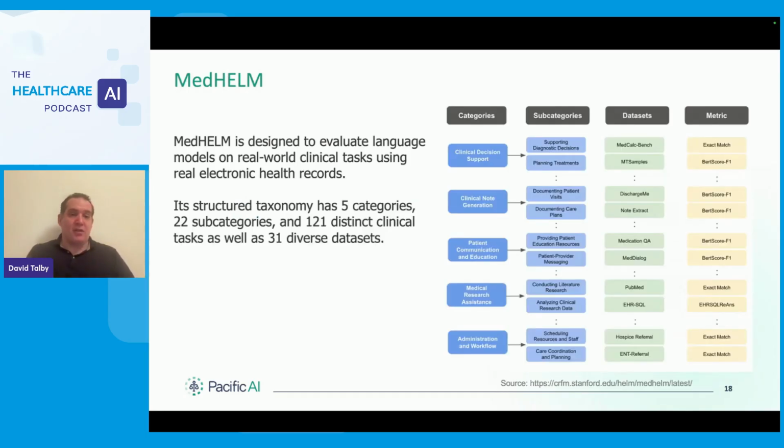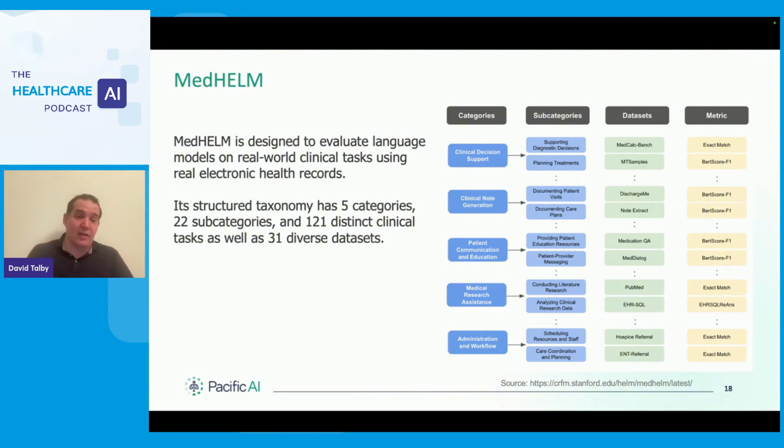One very good thing that happened just last month in that respect was that Stanford published the first version of MedHELM, which is a whole platform designed to evaluate large language models on real-world clinical tasks using real electronic health records. What the team did was break down all the tasks that people claim or want to use LLMs for into 5 categories and overall 121 distinct clinical tasks. Then they built benchmarks for at least some of those tasks, with 31 different datasets. So they took datasets, converted them to benchmarks, coded it, and made it open source.